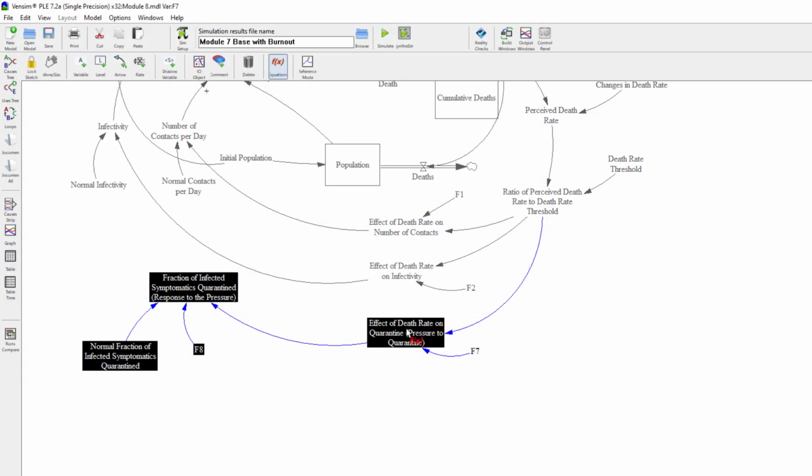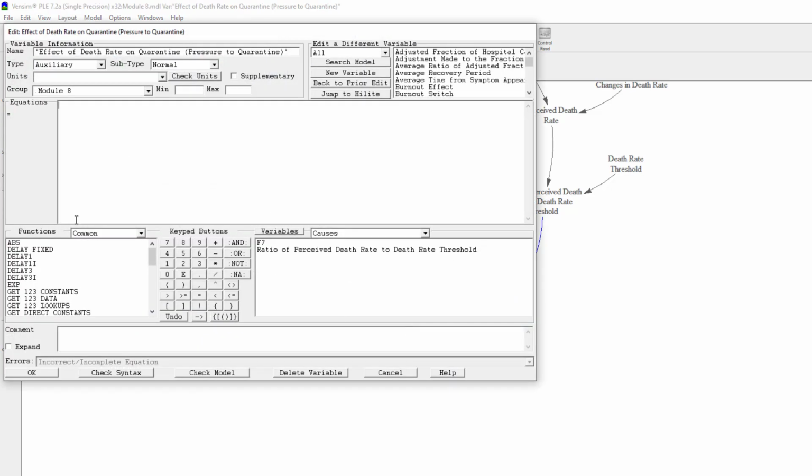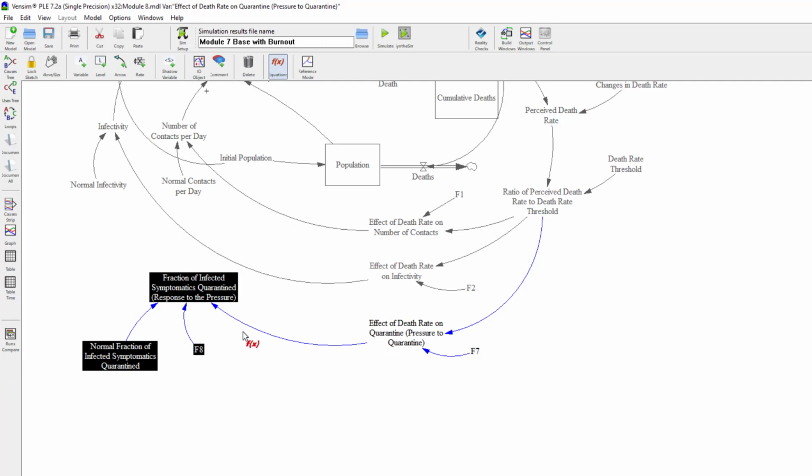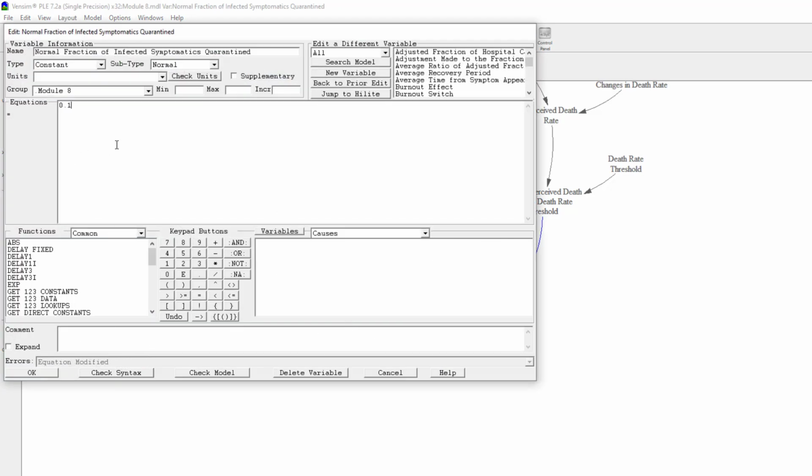All right, now the effective death rate on quarantine, that's going to be F7, and then the input's going to be the ratio of perceived death rate to death rate threshold, and then again the unit's going to be dimensionless. Click OK. Now the normal fraction of infected symptomatics quarantined, we're going to put that as 0.1. That is 10%. And then the unit's going to be dimensionless.